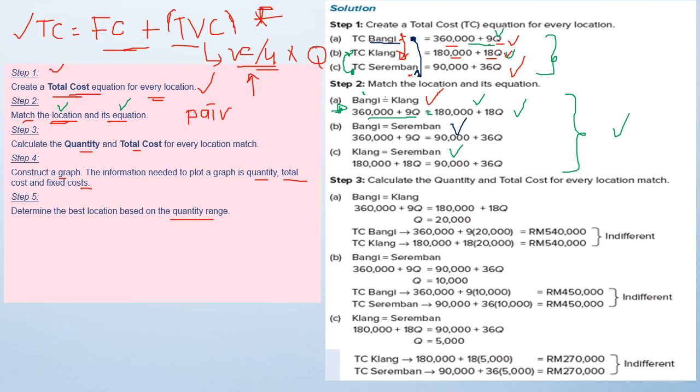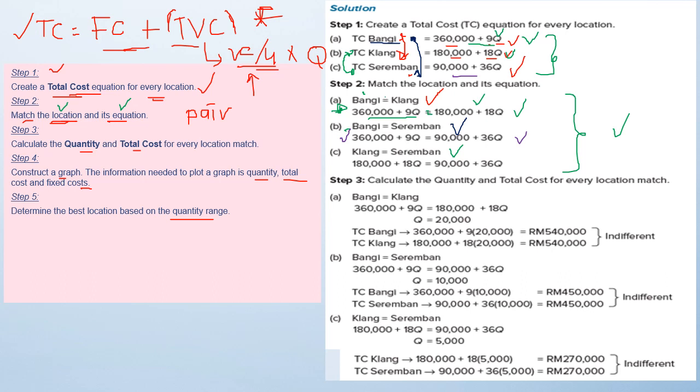Next, we do the same thing for the second match, that is Bangi. We match with Seremban just now. Now we match the equation. Bangi, the equation is 360,000 plus 9Q. We match with Seremban. The equation is 90,000 plus 36Q. So we get over here Bangi 360,000 plus 9Q. We match with 90,000 plus 36Q. So that is Bangi match with Seremban.